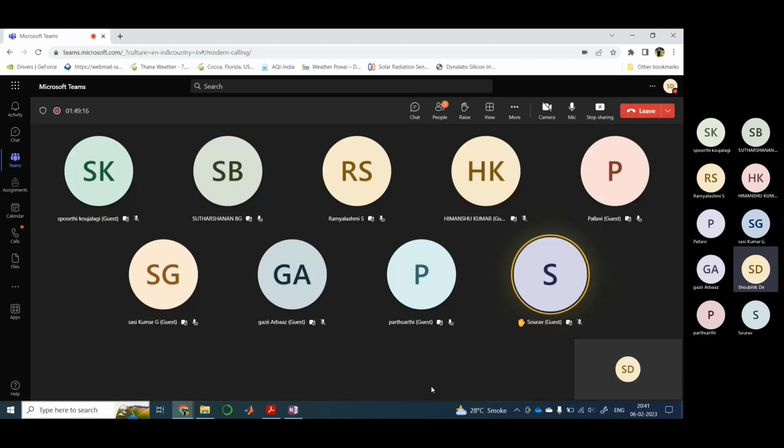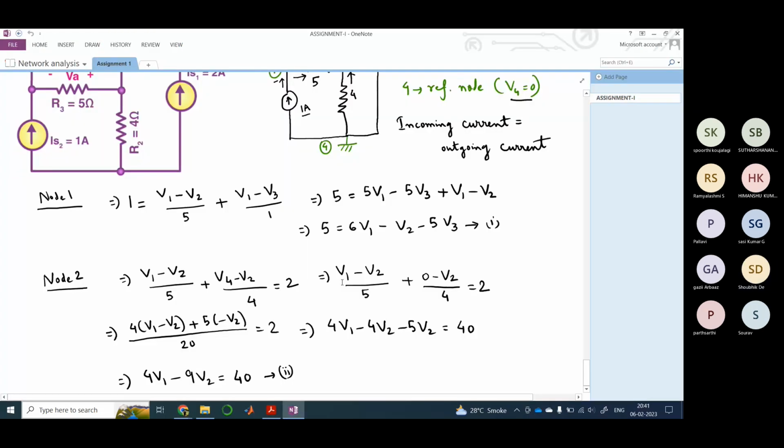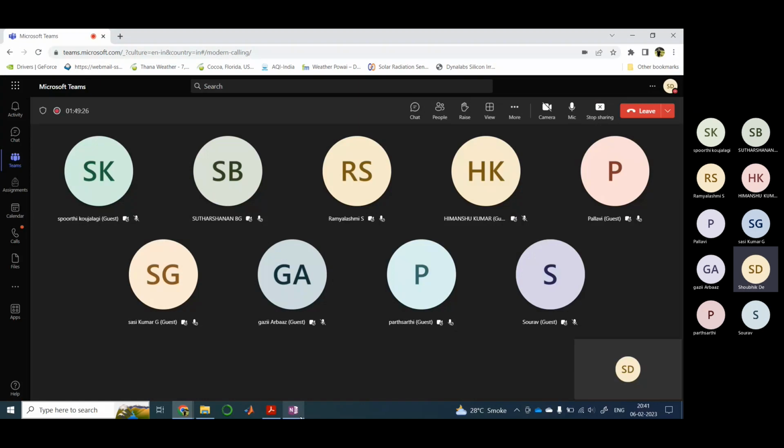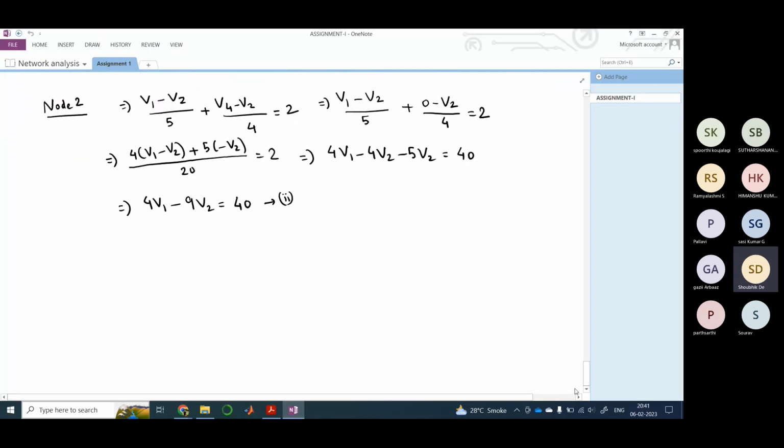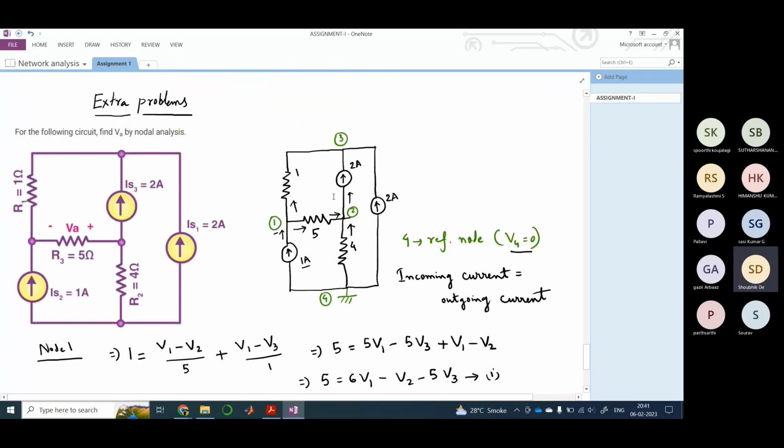Saurabh, you can lower your hand. So now I hope for node 2, no one has any doubt, it was clear. Now let us solve the last node, that is node 3. So just write node 3 here and then I'll go back to the question itself. What is my node 3? Node 3 is this thing, right?